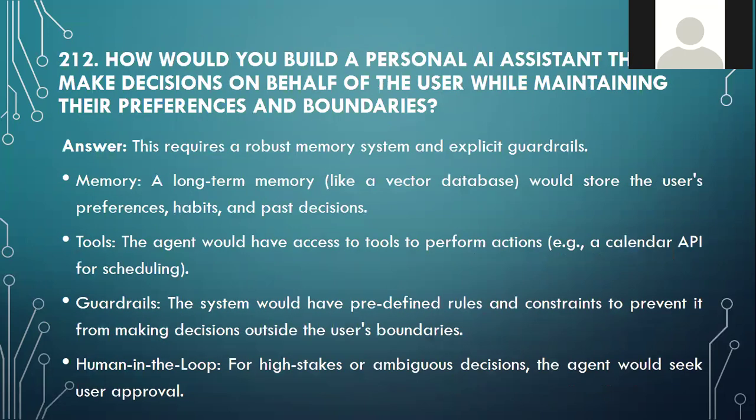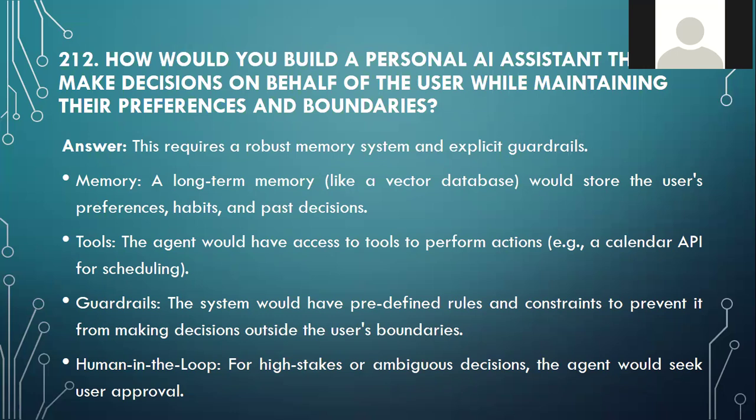Moving to question number 212. How would you build a personal AI assistant that can make decisions on behalf of the user while maintaining their preferences and boundaries? This requires a robust memory system and explicit guardrail memory. A long-term memory, like a vector database, would store the user's preferences, habits, and past decisions.